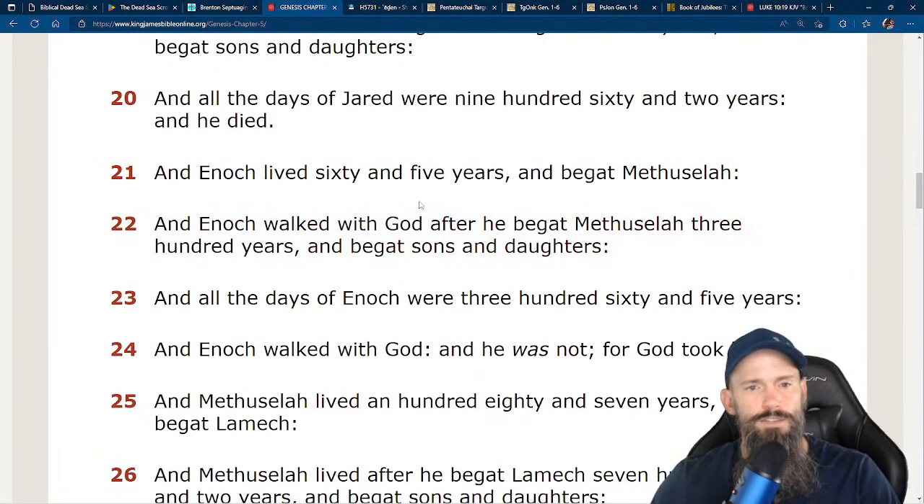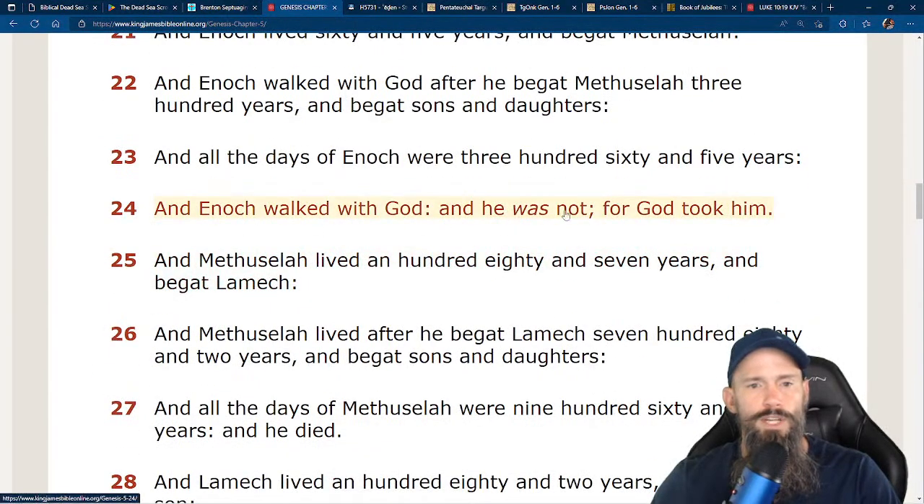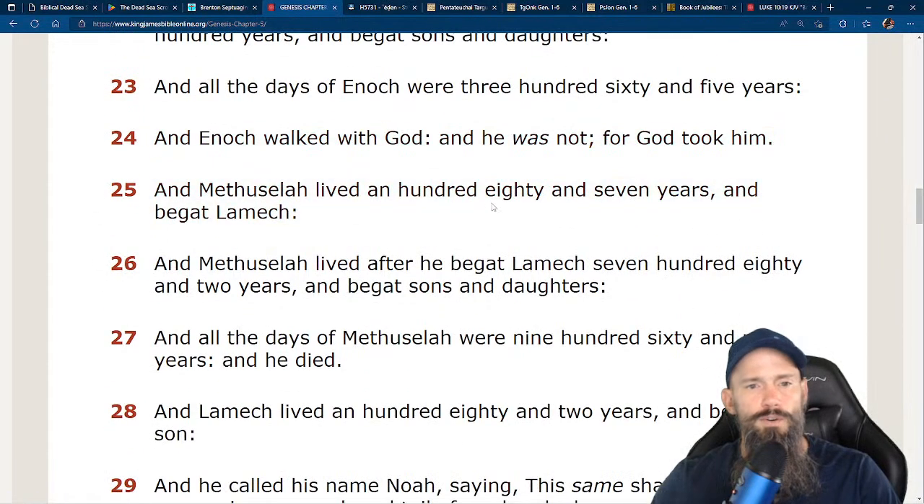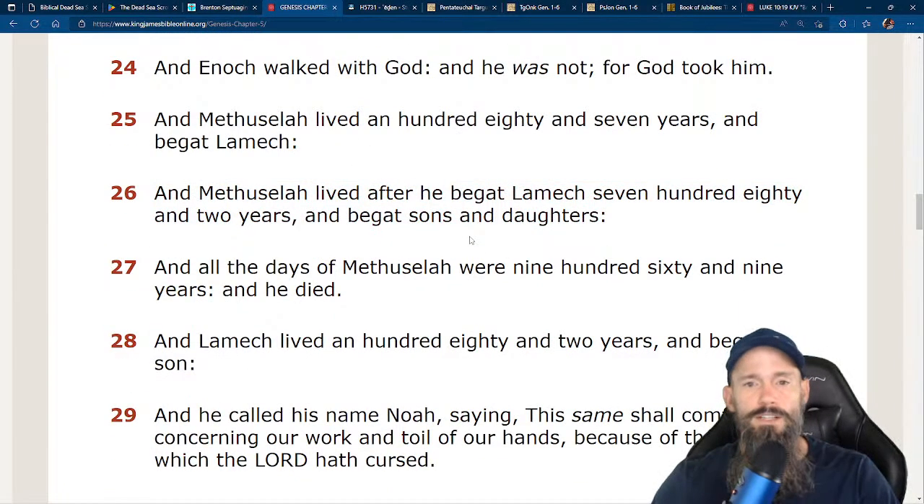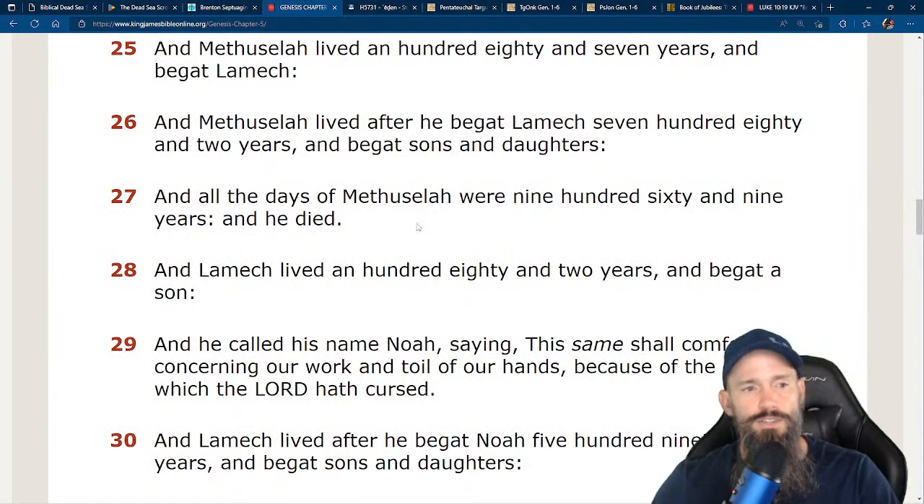And Enoch lived 65 years and begot Methuselah. And Enoch walked with Yahuwah after he begot Methuselah 300 years and begot sons and daughters. And all the days of Enoch were 365 years. And Enoch walked with Yahuwah, and he was not, for Yahuwah took him. And Methuselah lived 187 years and begot Lamech. And Methuselah lived after he begot Lamech 782 years and begot sons and daughters. And all the days of Methuselah were 969 years, and he died.